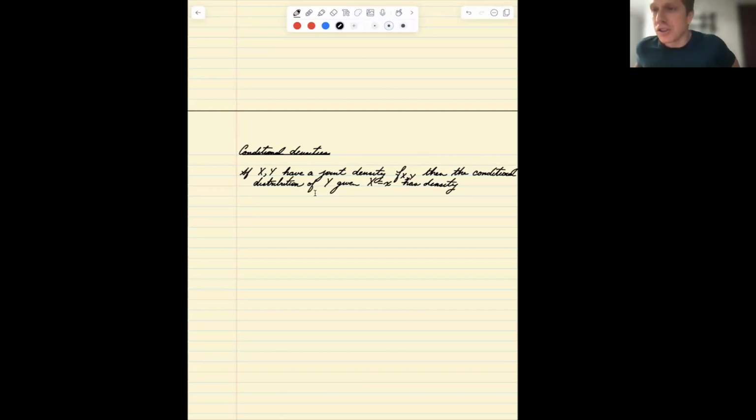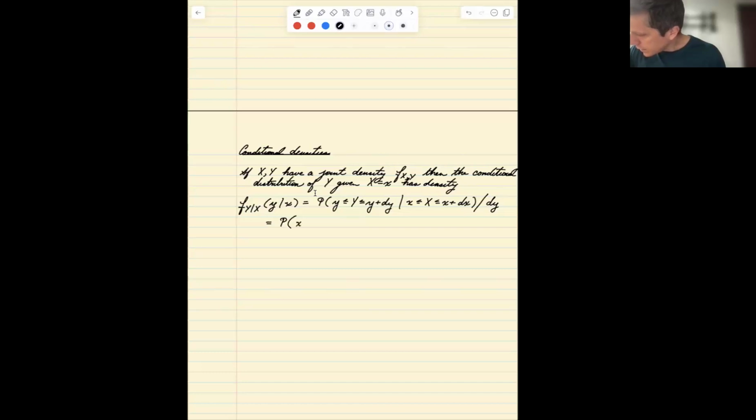And the way that we can derive this is in much the same way that we've derived previous cases. We say, well, the variation of y given a specific value of x is the per unit variation: the probability that y is within some infinitesimal dy of y, given that x is within an infinitesimal dx of x, divided by dy. Well, this is the joint probability divided by dy times the probability that x is close to little x.